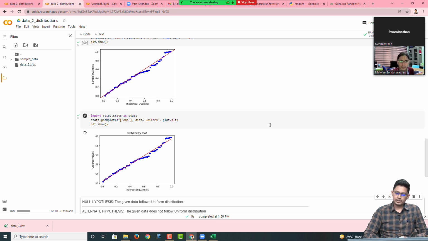So now, as usual, we'll formulate the null and alternate hypothesis. Null hypothesis says that the given data follows uniform distribution, and the alternate hypothesis says that the given data does not follow uniform distribution.